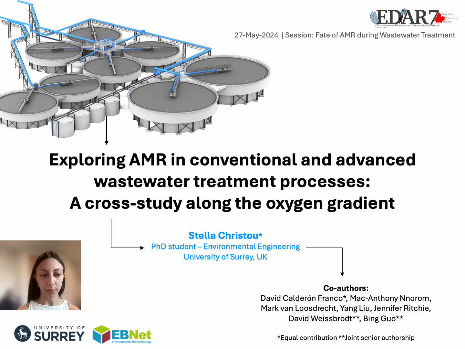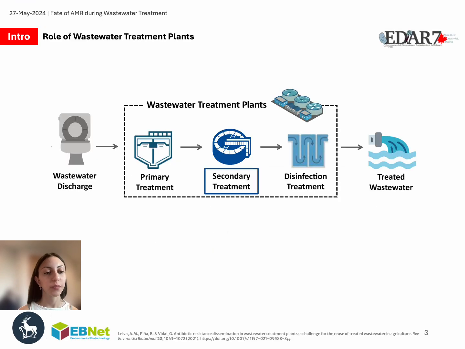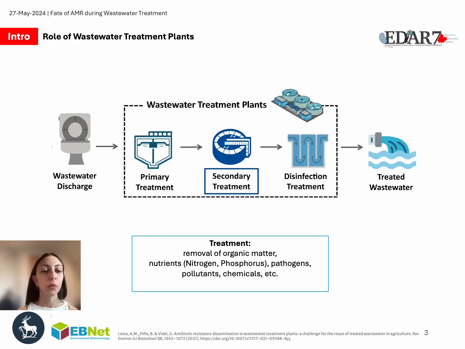My work is about exploring antimicrobial resistance in conventional and advanced wastewater treatment processes, and it is a cross-study along the oxygen gradient. So the fundamental role of wastewater treatment plants is to receive wastewater discharge, treat it through different stages, and then return it to the water bodies. And by treatment, we mean the removal of organic matter, nutrients, pathogens, pollutants, chemicals, etc.